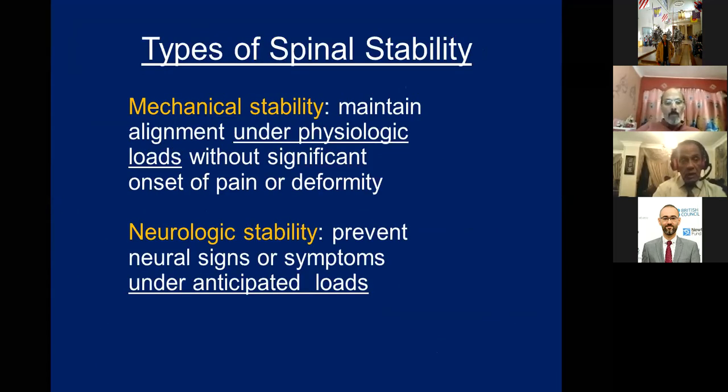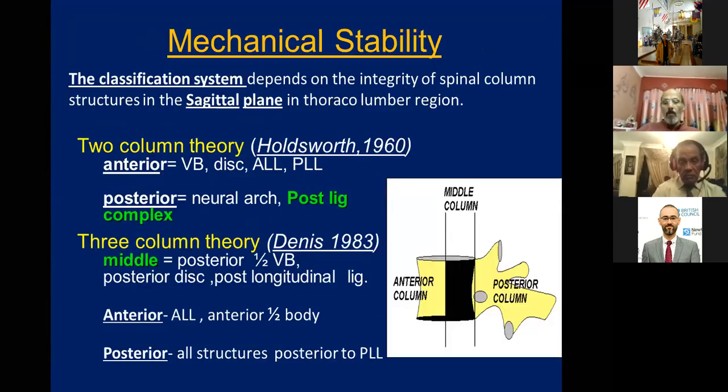We can classify the types of spinal stability into mechanical stability and neurologic stability. Mechanical stability maintains alignment under physiological load without significant onset of pain or deformity. By neurological stability, we mean prevention of neural signs or symptoms under anticipated loads. For mechanical stability, the classification system depends on the integrity of the spinal column structures in the sagittal plane in the thoracolumbar region.